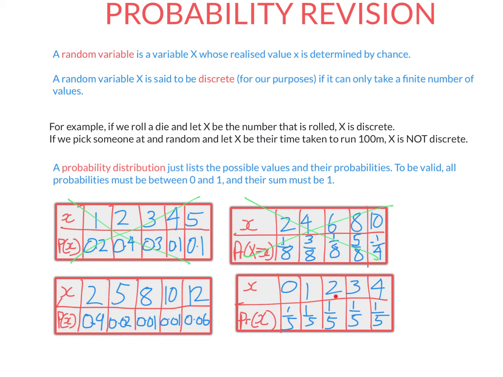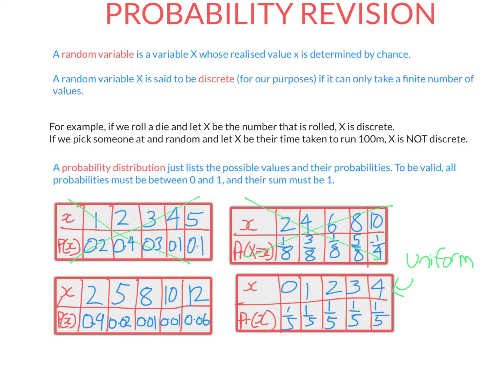This one here is also a valid probability distribution. This is a special type of probability distribution called the uniform distribution. Uniform means that each of the values that the random variable can take have the same probability. So you can have a uniform distribution where there are 5 possibilities or 6 possibilities or whatever. They just have to have the same probability. So both of these are valid probability distributions because all of the probabilities are between 0 and 1 and all the probabilities add to 1.